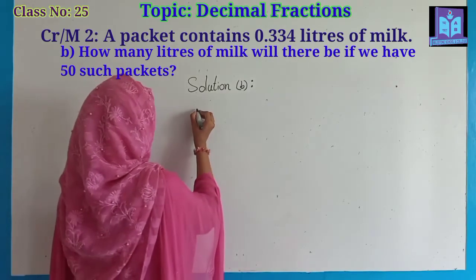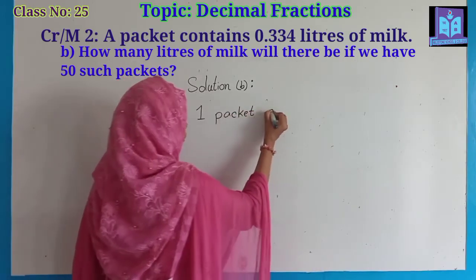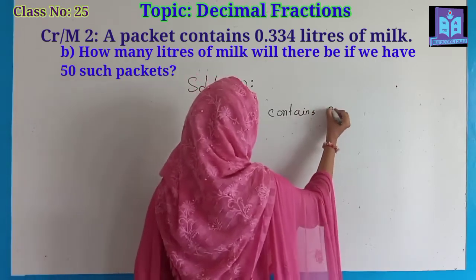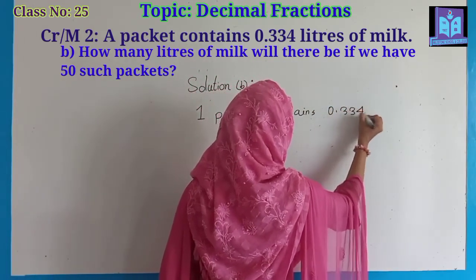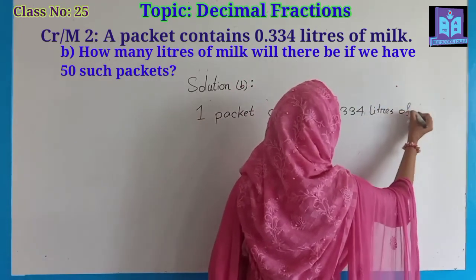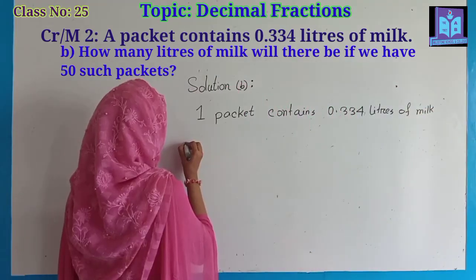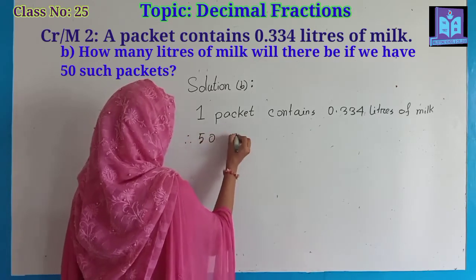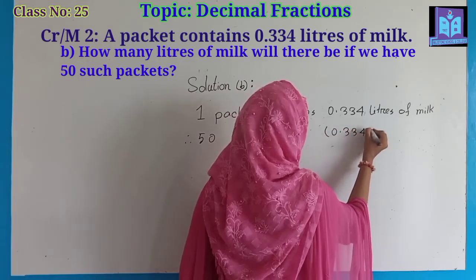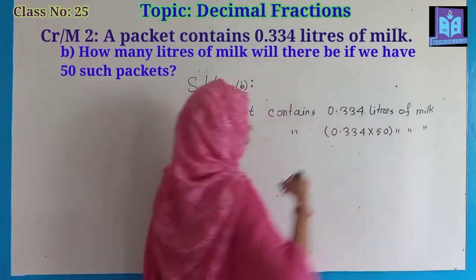1 packet contains 0.334 liters of milk. We are finding here 50 packets contain 0.334 multiplied by 50 liters of milk.